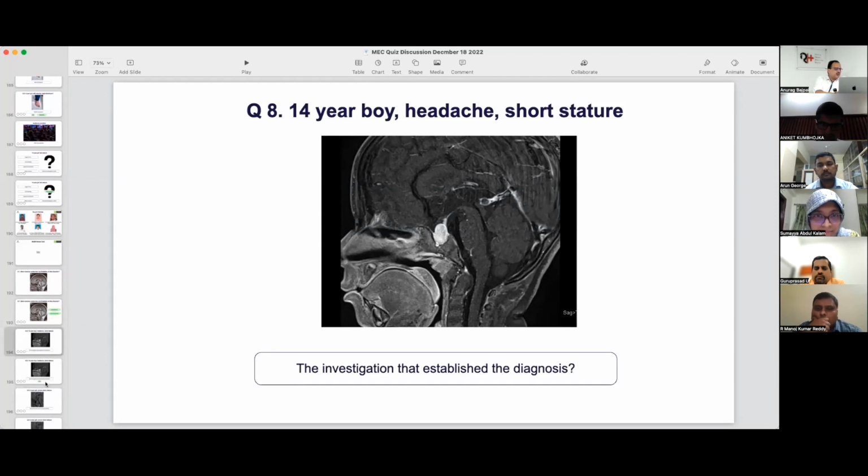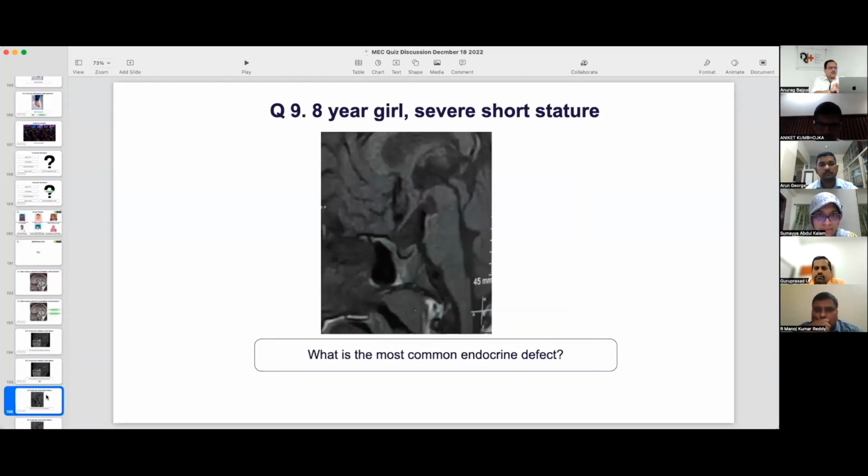Aniket, who will be getting this direct question. An 8-year-old girl with severe short stature. This is the finding. You have to tell me the finding and also the most common endocrine defect that you see.